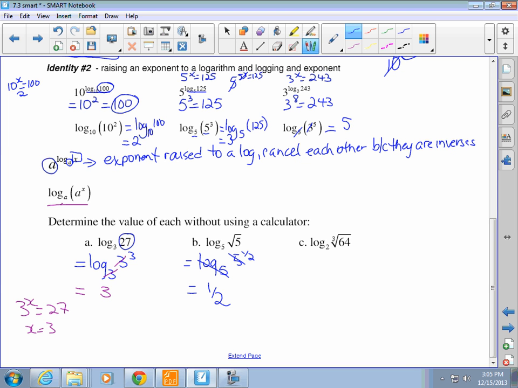Log base 2 of the cube root of 64. If I rewrite this, cube root of 64 is the same as saying 64 to the power of 1/3. So 64, so that it has a base of 2, would be log base 2 of 64. 2 to the power of what will get me that? Well, that's 6. So this is 2 to the power of 6 times 1/3. So my log base 2 and my 2 will cancel each other. What I'm left with is 6 times 1/3, which is just 2.